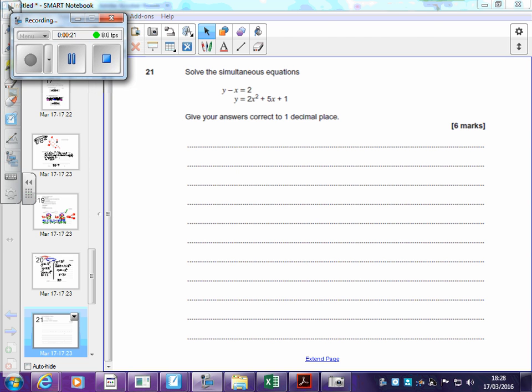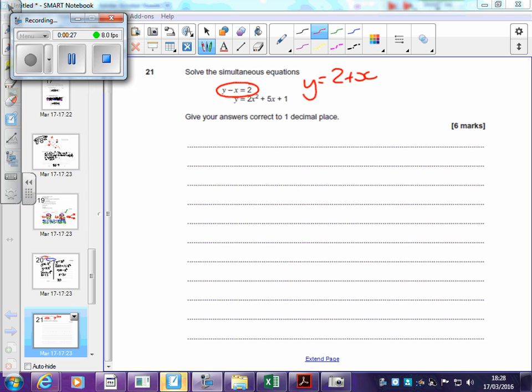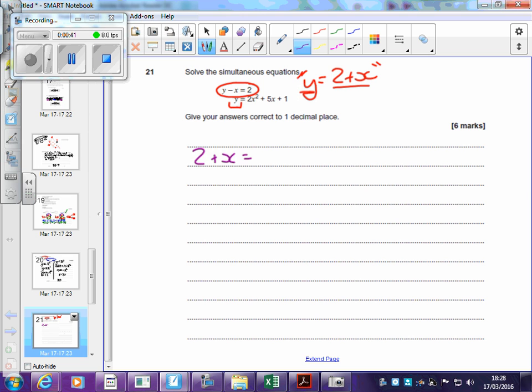Alright, so the first thing I'm going to do is take this equation here and rearrange it to get y is equal to 2 plus x. Then I'm going to take this y equals 2 plus x, and where the y appears in this bottom formula, instead of writing y, I'm going to write 2 plus x. So that is going to give me 2 plus x is equal to 2x squared plus 5x plus 1.